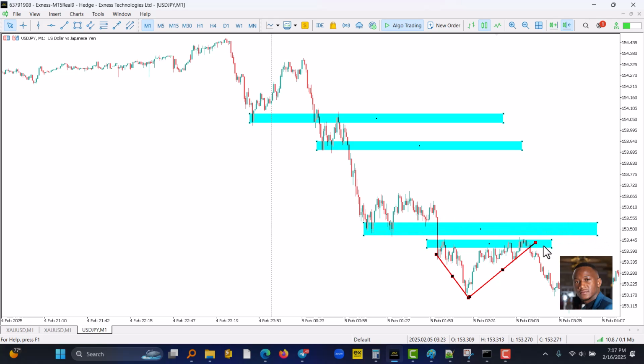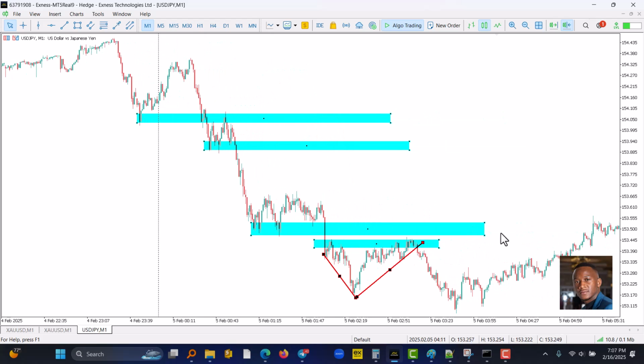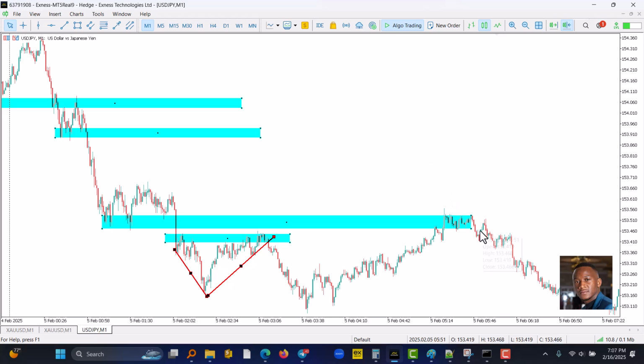That's why you can see that the market hit here and went down. If we extend this as well, you can actually see that this is being respected. It's a sniper entry going down. Remember, we are also following the trend of the market.